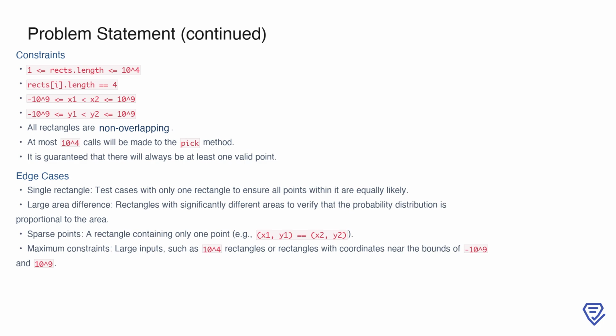To summarize, the problem comes with several constraints and edge cases to consider. The input can have up to 10,000 rectangles, each defined by 4 integers, and their coordinates can range from -10^9 to 10^9. The rectangles are always non-overlapping, and the algorithm must handle up to 10,000 pick calls efficiently. Edge cases include scenarios with only one rectangle, rectangles of vastly different sizes, or rectangles containing a single point. Additionally, the algorithm must work correctly for the maximum constraints, such as a large number of rectangles or extremely large coordinate values. By addressing these constraints, the solution will ensure accuracy and efficiency across all possible inputs.